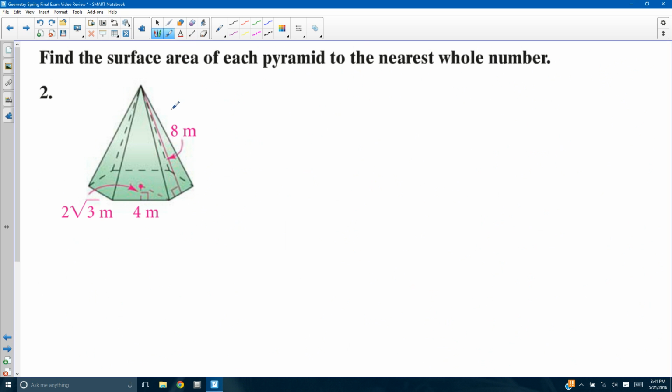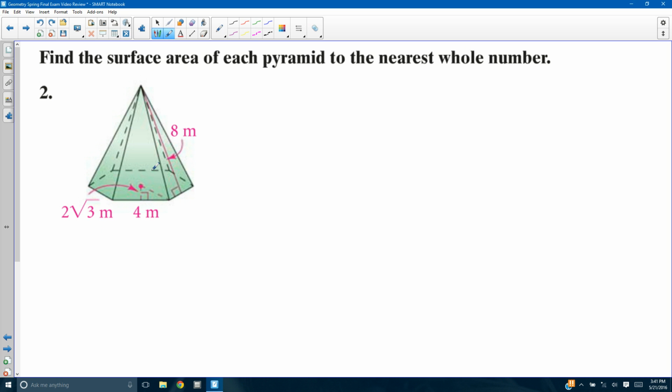Okay, now we're dealing with chapter 11 here. Find the surface area of this pyramid to the nearest whole number. Okay, here's what we got. A hexagonal pyramid. Now the pyramid goes straight upright, which means the slant height is congruent all the way around, this one of 8 meters.